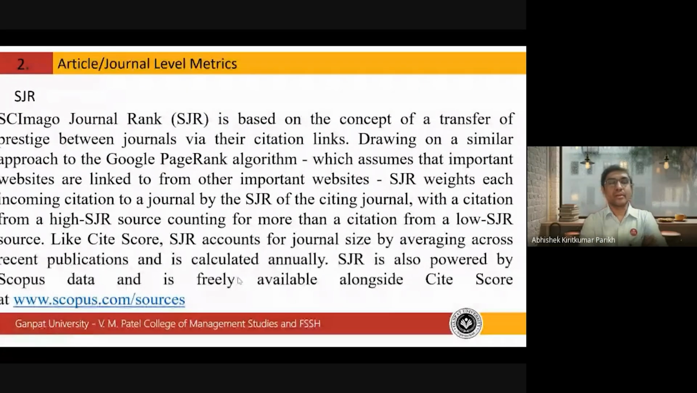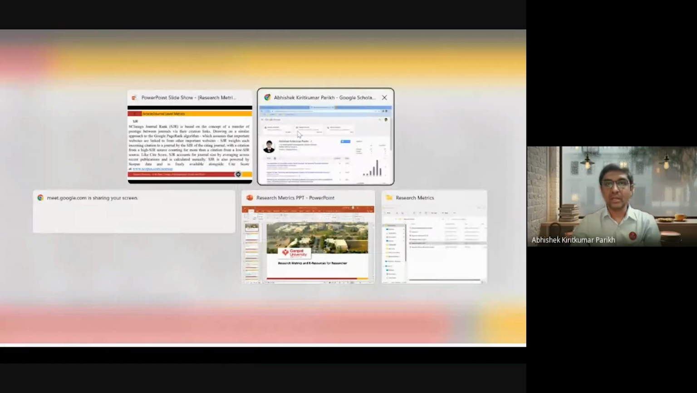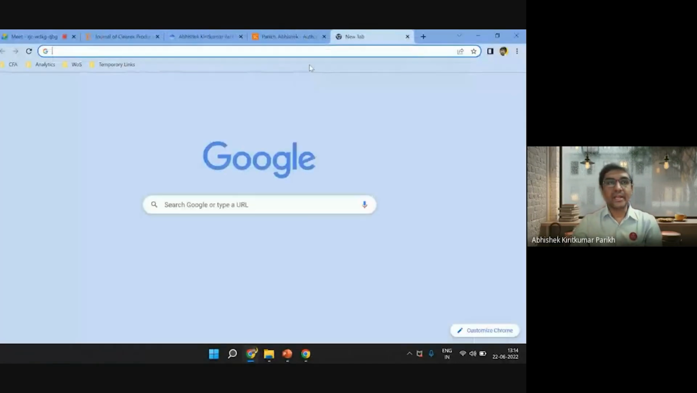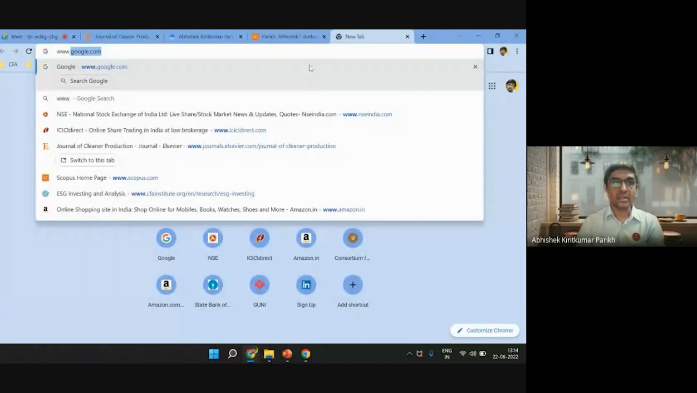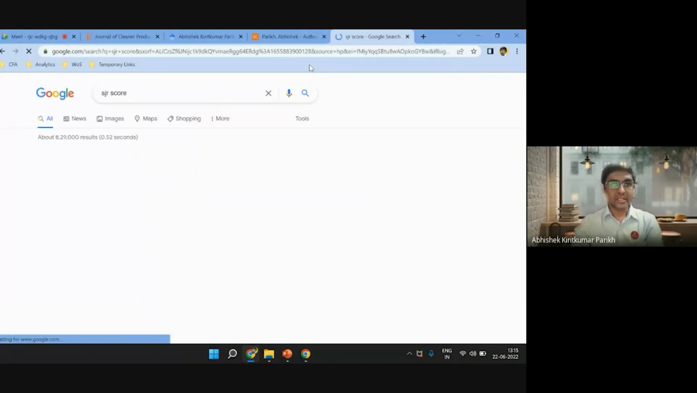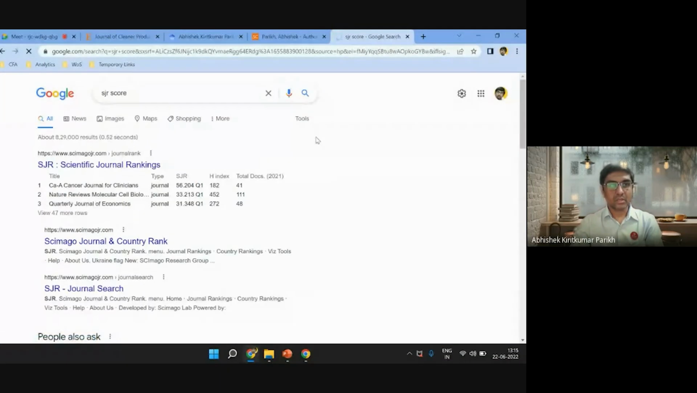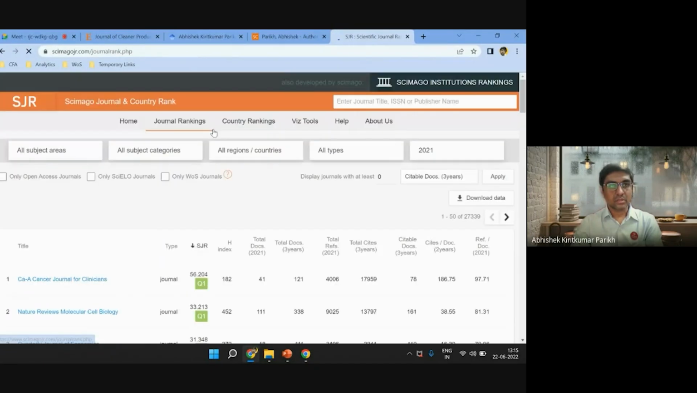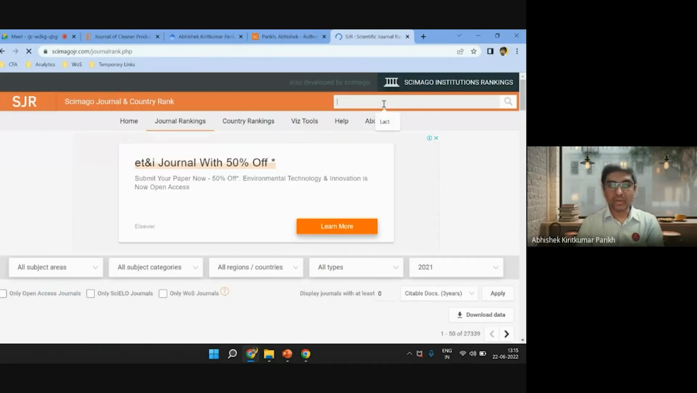So this is basically the platform where the Scopus source list is available. Not only that, you can identify whether a journal is available on Scopus or not. Also, SJR is providing a score. Right, I can write down the name of a journal. Any journal we can add here.